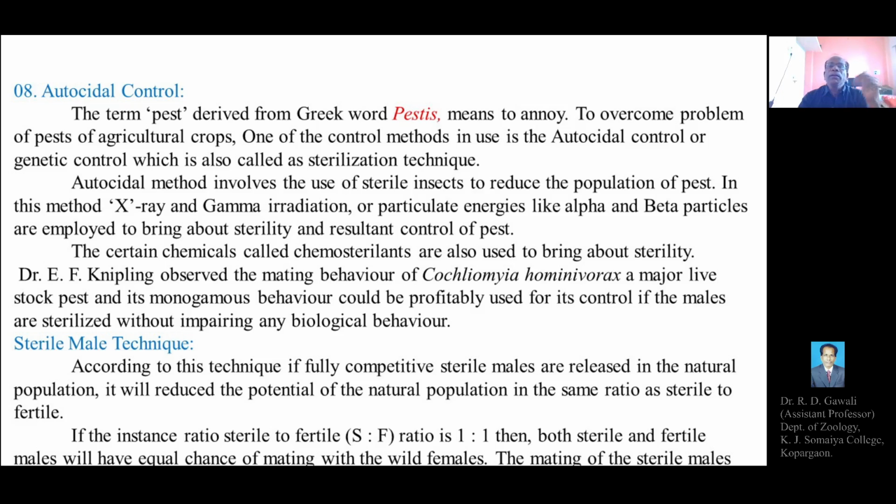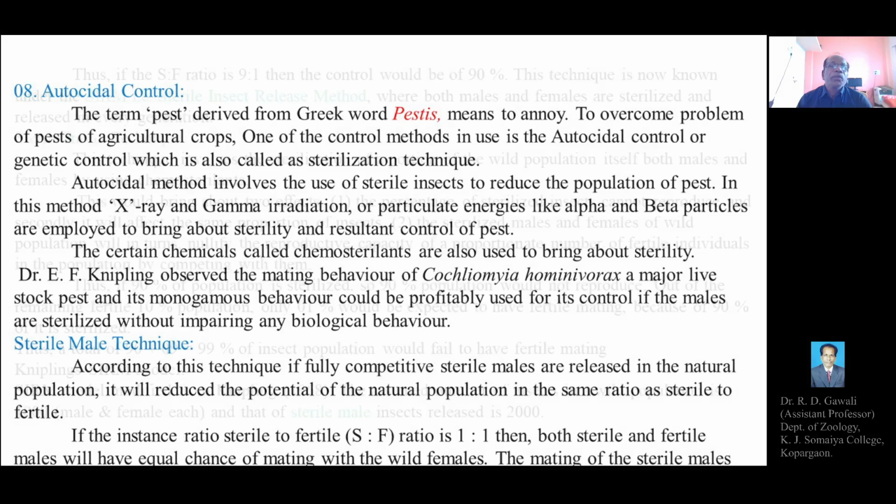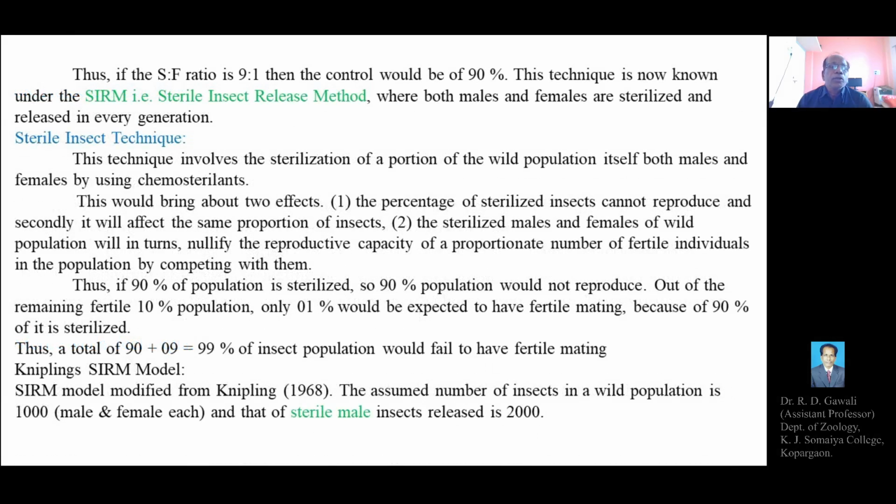So sterile individuals, males or females, can mate with the fertile males, and this will ultimately reduce the pest population in the particular region. So autocidal control, where one can use the sterile male technique, reduces a pest population successfully. This is what I wanted to say about the different methods of pest control. So today we'll stop here with this sterile male technique.